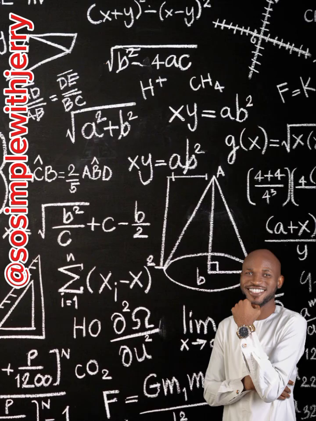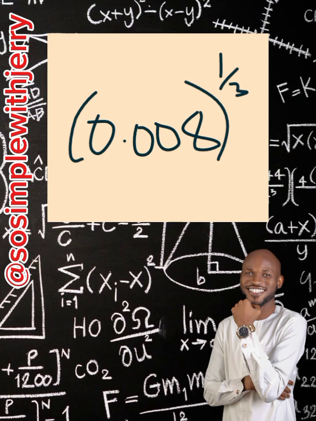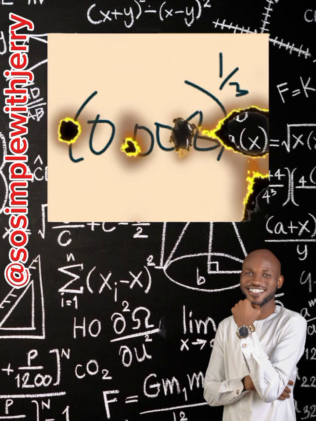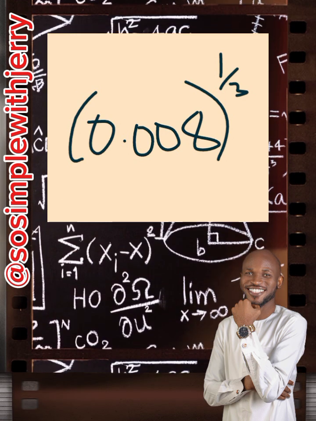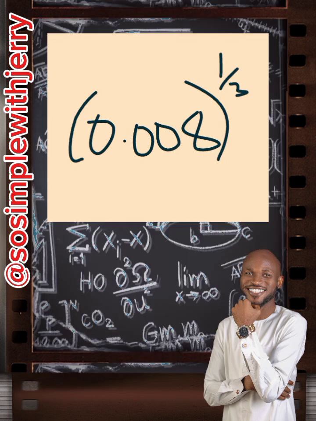Evaluate in brackets 0.008 raised to the power of 1 over 3. Okay, now let's break down this question. The first thing I would like you to do is to focus on the decimal number 0.008. Now break 0.008 to a fraction. Try and change 0.008 to a fraction.